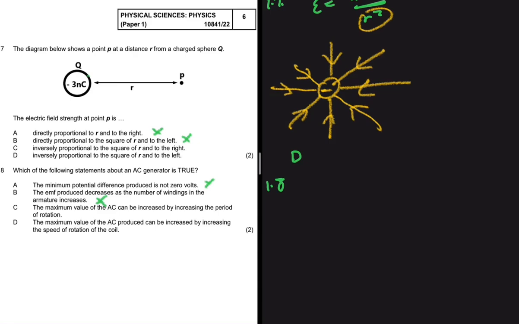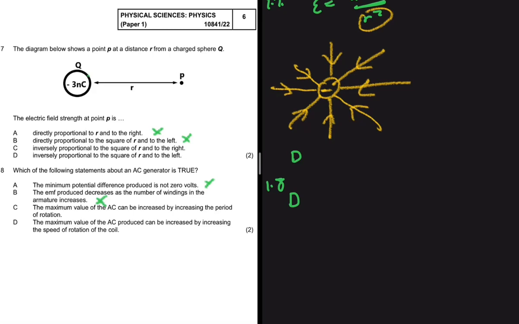Well, I was initially conflicted between C and D. And then I realized that increasing the period of rotation is increasing the time it takes for one cycle to be completed, because period is the time it takes to complete one cycle. So if you increase the period, it means that you are now rotating very slowly, and that cannot increase the EMF. So by elimination, it seems like our answer is D.